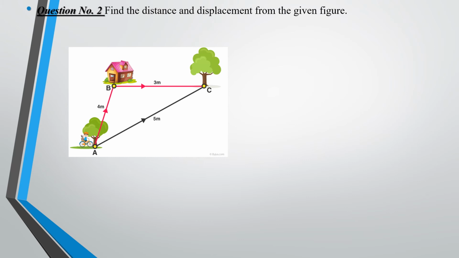Question number 2. Find the distance and displacement from the given figure. We already discussed in the previous slide, that is part 1. We know this boy wants to go to point C. He started his journey from point A to B, and again he is ending at point C. So the question we are asking is, find the distance and displacement from the given figure.